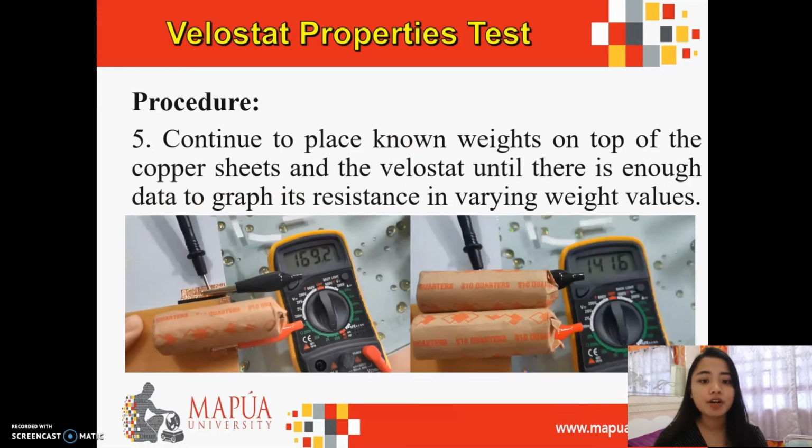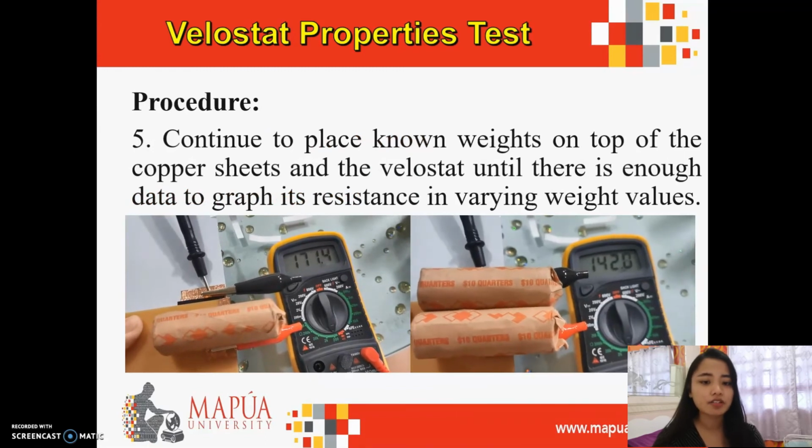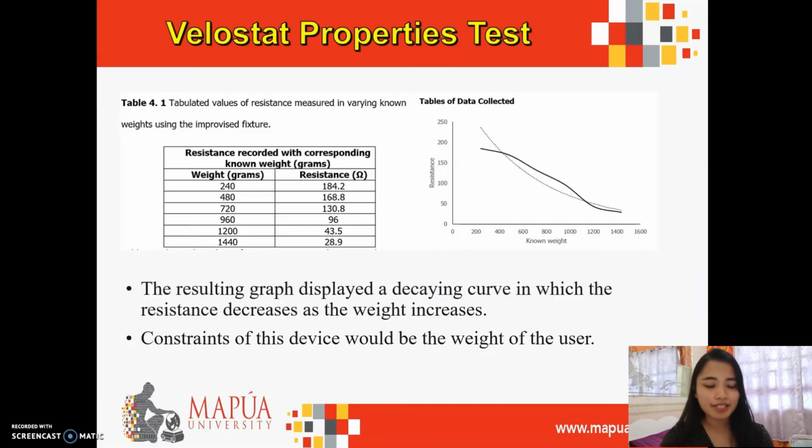This step was repeated until there was enough data to graph the resistance of the velostat at varying weight values. The data we obtained was tabulated as seen in Table 4.1, and these values were visualized in the right picture. The resulting graph displayed a decaying curve in which resistance decreases as weight increases. One conclusion was that weight is one of the constraints of the device.